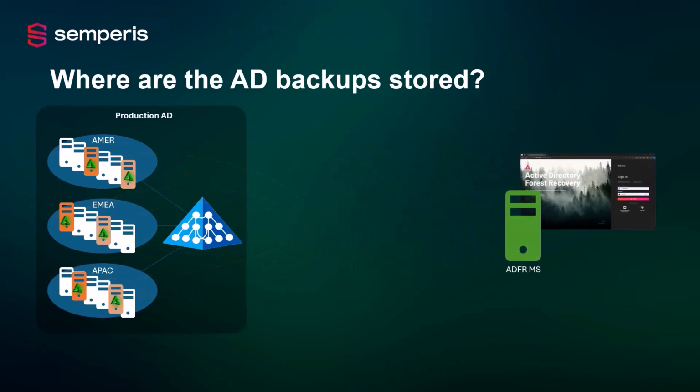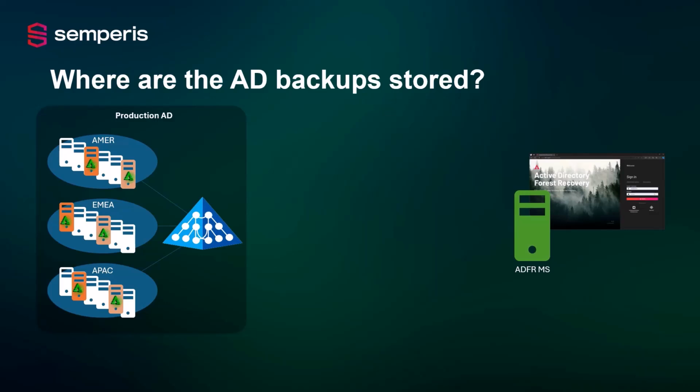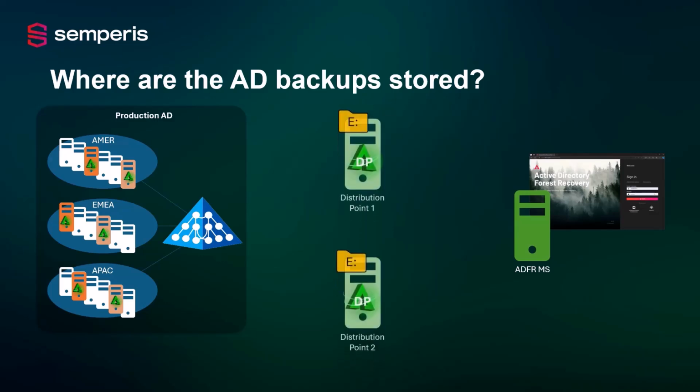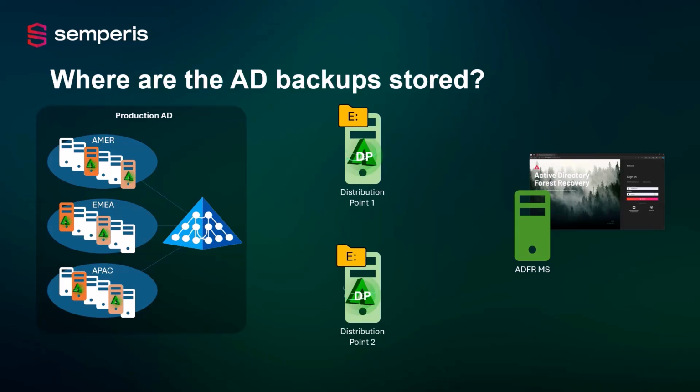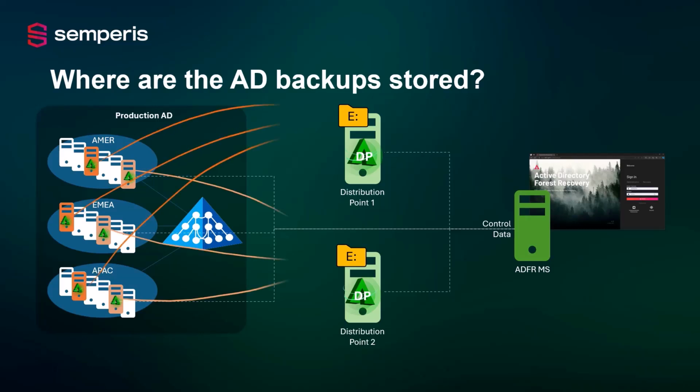Depending on the overall architecture, it may be beneficial to distribute the backup load across multiple servers known as distribution points. While the central management server continues to orchestrate all backup operations and maintain the metadata for each backup, the actual storage of individual backup groups can now be directed to different distribution points, helping to optimize performance and scalability.